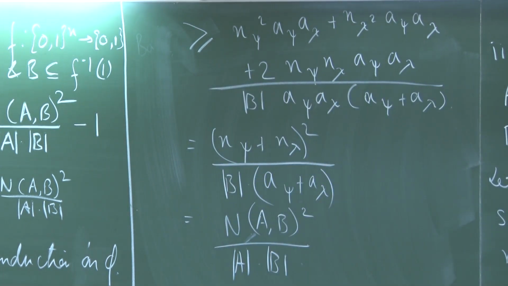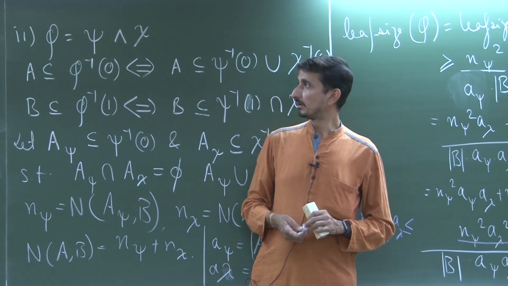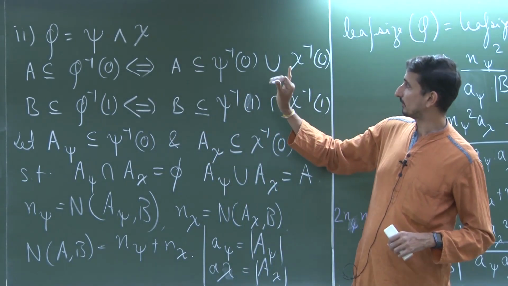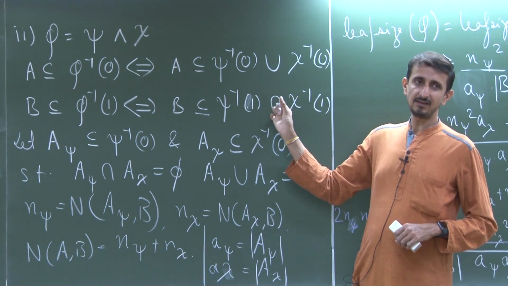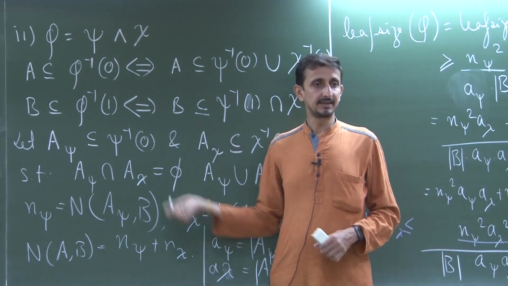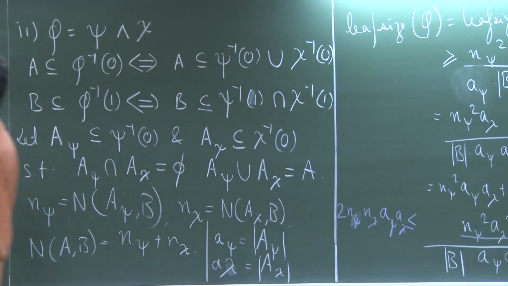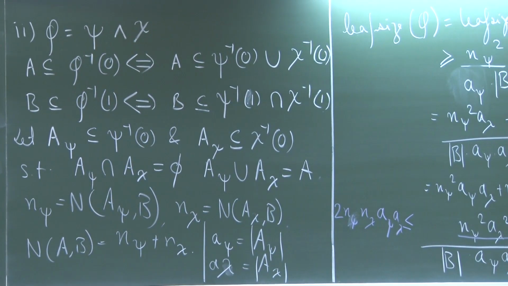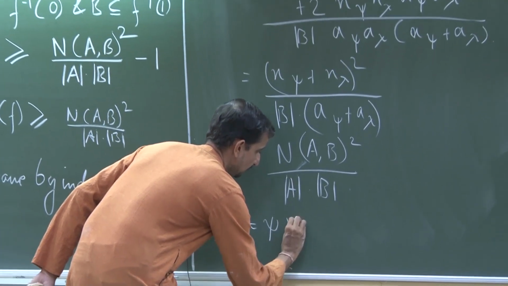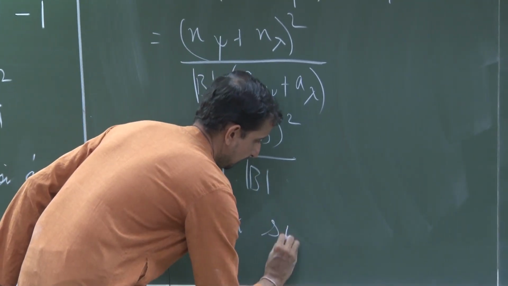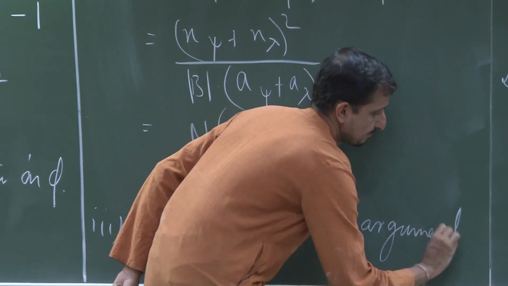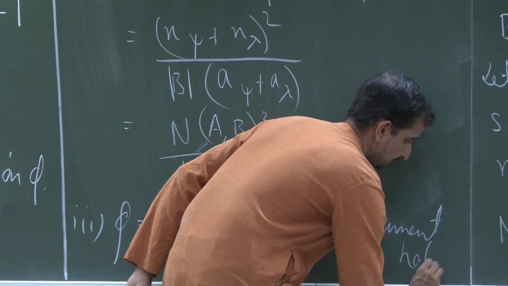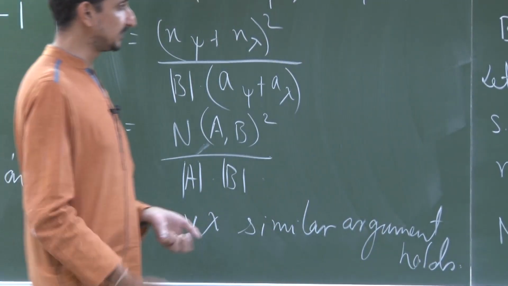Now, what happens if we have OR over here instead of AND? If I have OR over here, then instead of union I will have intersection, here I will have union, and I can decide to partition B instead, and I get the same argument. Okay. So, case 3, if phi is equal to psi or chi, a similar argument holds. Okay. So, this completes the proof.